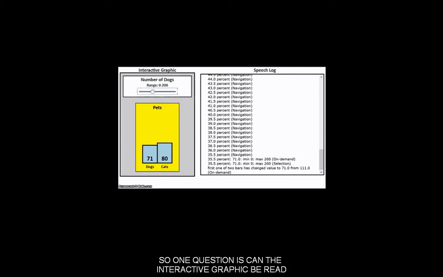So one question is, can the interactive graphic be read by any screen reader? Right now, it's described on the website. We tested it with Windows, JAWS, NVDA, Chrome, and Firefox, and that is definitely working. The only reason it wouldn't work with a screen reader is because the browser that you're using doesn't support ARIA roles. So any web browser that supports ARIA roles should absolutely work with the screen reader.